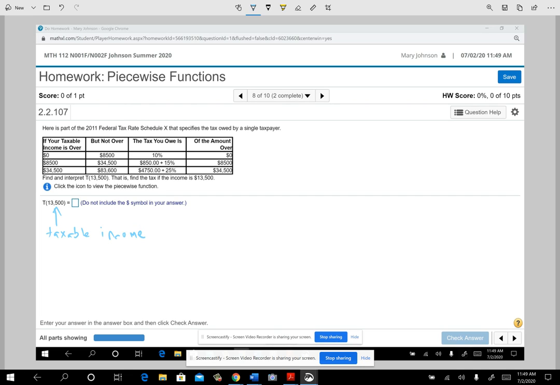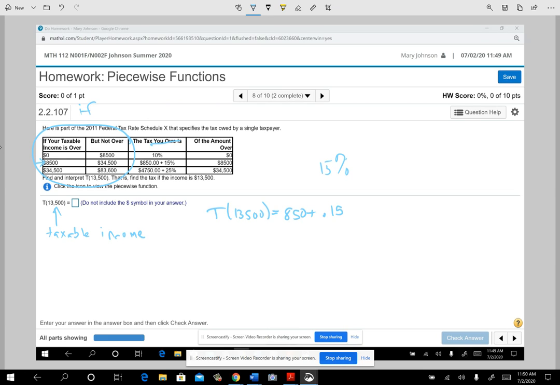Okay, you need to figure out which rule to use, and that's where these first two blocks come from. These are like your if statements if we had written it mathematically. So if your income, taxable income, is more than $8,500, but not over $34,500, then you should use this row right here, okay? And what it says is that the tax on $13,500 is going to be $850 plus 15%, and percent means divided by 100.